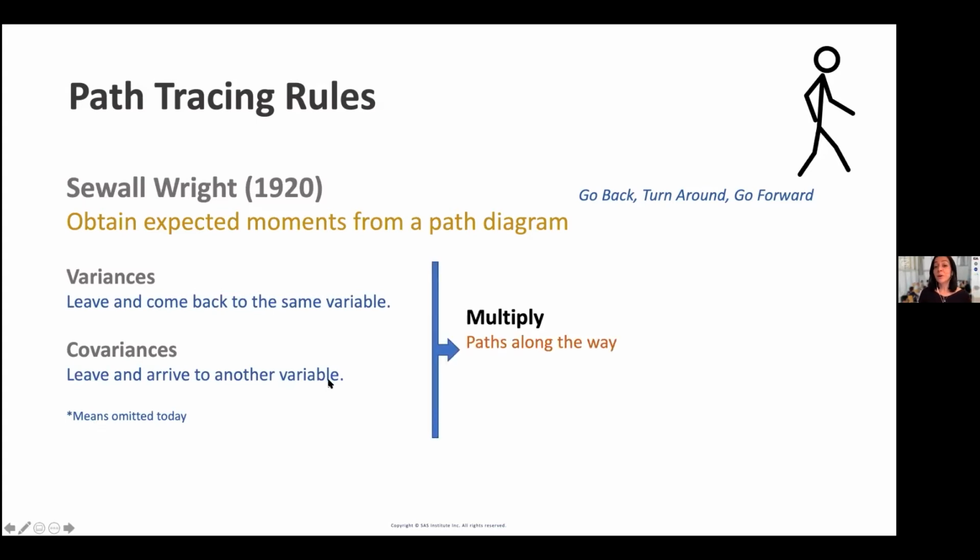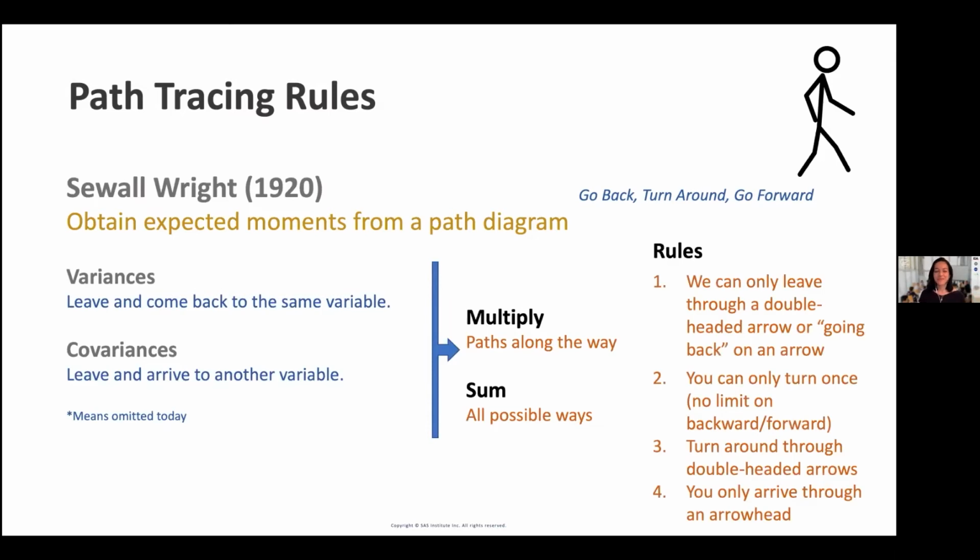So we're going to multiply all the paths along the way as we're tracing, and we're going to sum all of the possible ways that we find, okay? So we're going to do this. This is going to work for both variances and covariances. In a second, we're going to work through an example, so just bear with me.